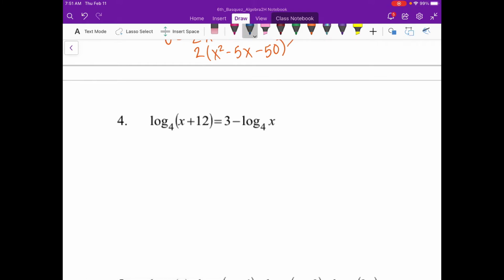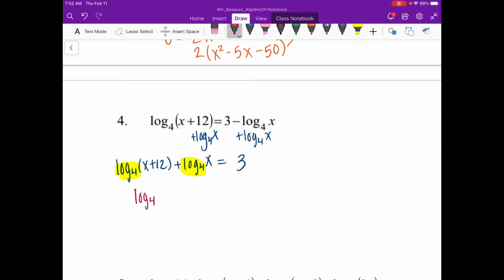In example 4, I need to rearrange it first. I am able to use the properties of logs, but first I need to get all the log terms to one side. So I'm going to go ahead and add this over to the left. So that gives me log base 4 of x plus 12 plus log base 4 of x equals 3. Now these log terms, they have the same base, and so because they're being added, I can combine them to one log term. So I know that I'm going to be able to multiply these together. Log base 4 of these two being multiplied.